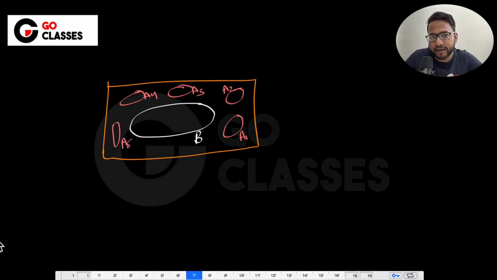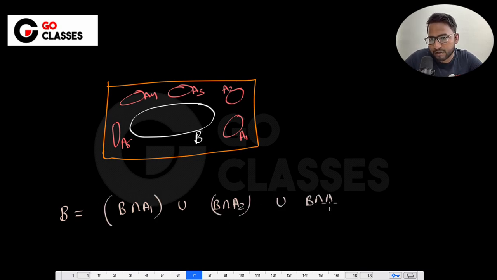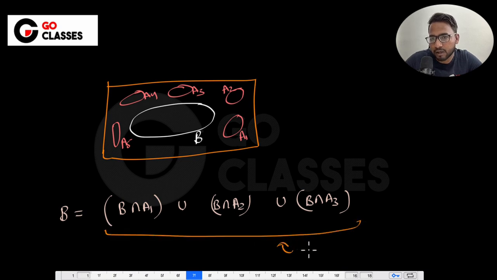Now can you write this B as B intersection A1 union B intersection A2? Just think about it. What will you get if you write B intersection A3? See, there is no intersection at all, right? B intersection A1 will be phi, B intersection A2 will be phi, B intersection A3 will be phi. So can you write like this? Of course not, right? So this is wrong. We cannot write like this.